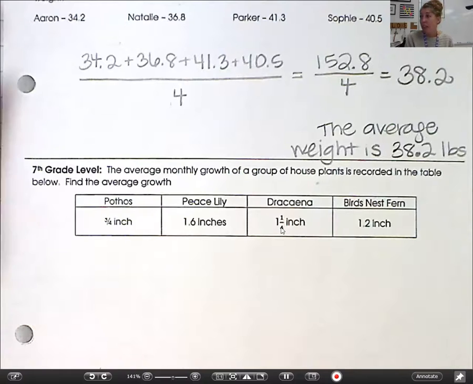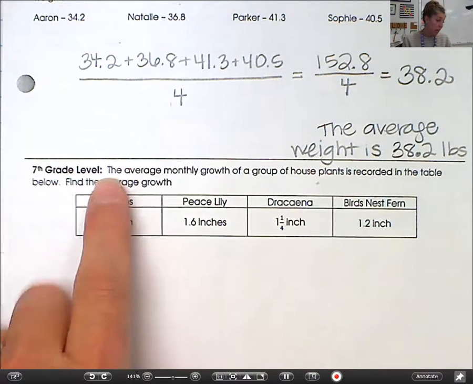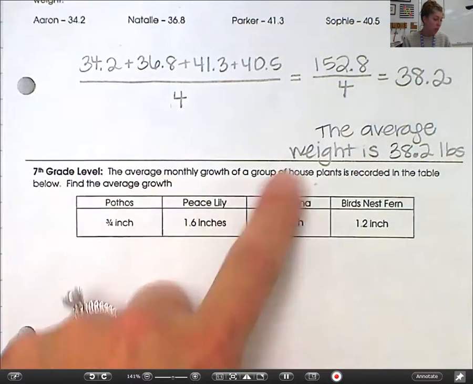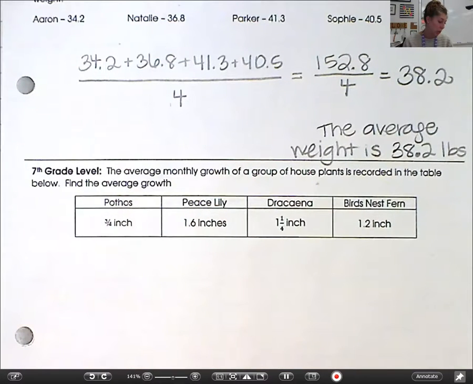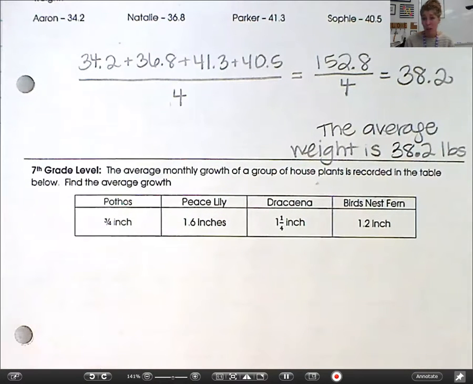All right, so 7th grade level, here's where if we were doing notes in person, I would ask you what's different, what are some things 7th grade has that 6th grade doesn't, or maybe even ask you, how could I make this even more challenging? What else could I put in there? So hopefully you see, we're going to find the average monthly growth of a group of houseplants recorded in this table. These are real plants.